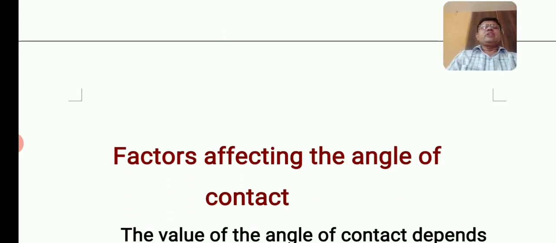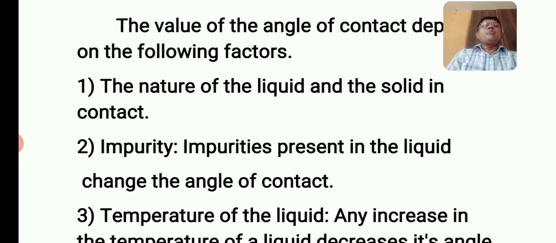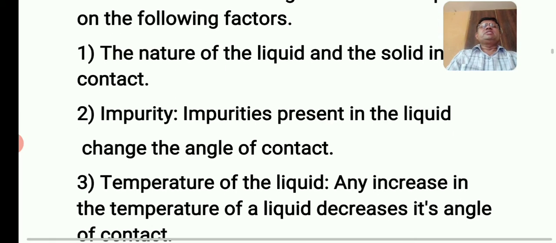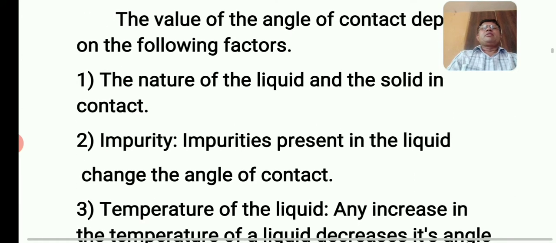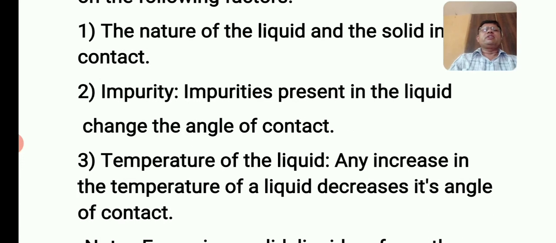Now, our next article is factors affecting the angle of contact. Now, which factors affect the angle of contact? The value of angle of contact depends on the following factors. First factor, the nature of the liquid and the solid in contact. Second, impurity: impurities present in the liquid change the angle of contact. Third factor, temperature of the liquid.